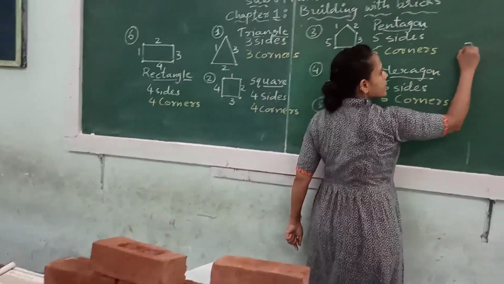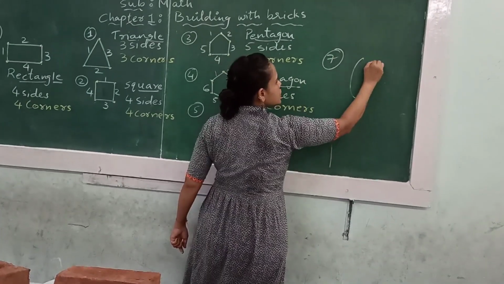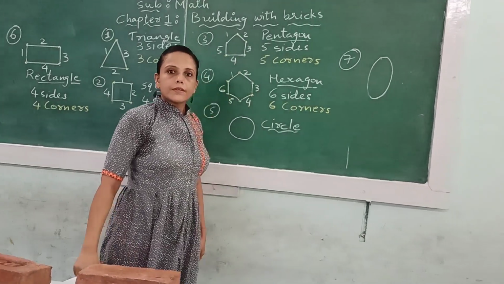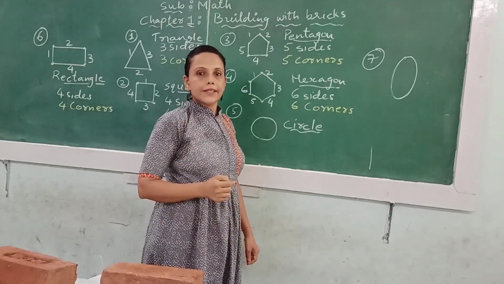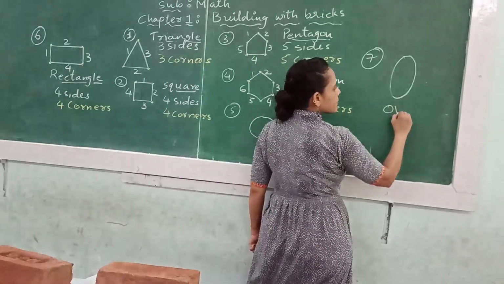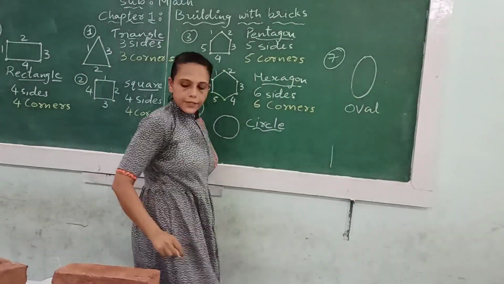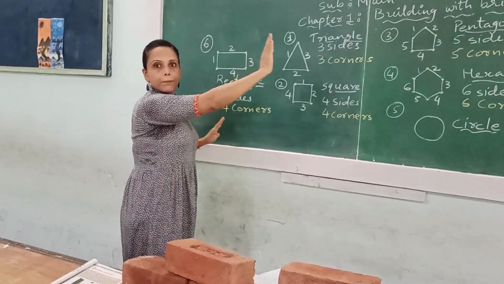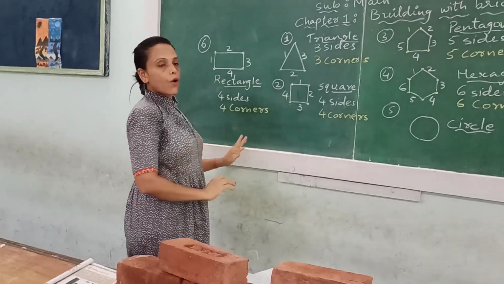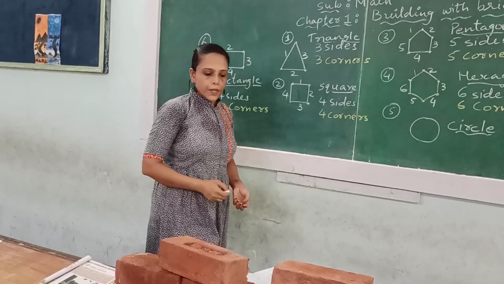Look at here. Which is this shape? You must have seen this kind of shape, those who are eating eggs. So it's an oval shape. Yes, so these are all the different shapes drawn on a plain paper.